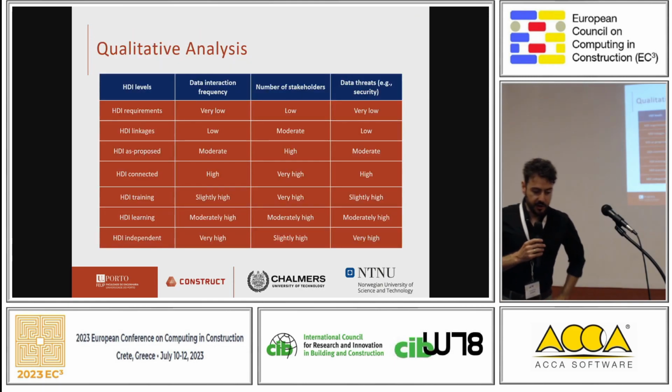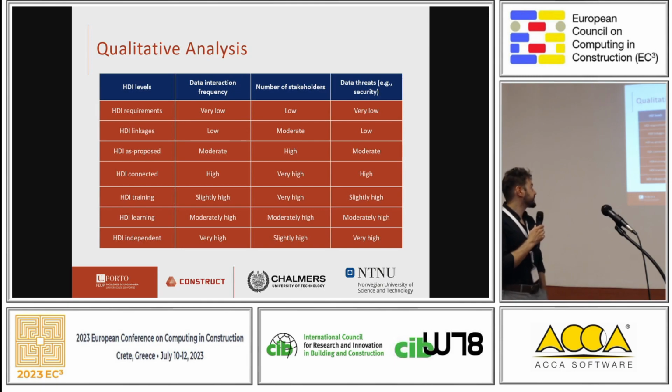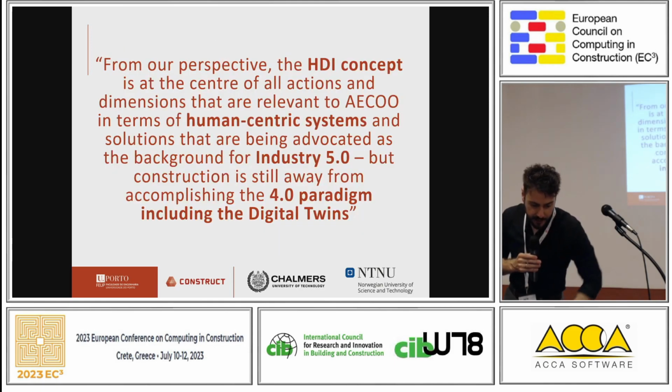So there are different data interaction frequency, number of stakeholders, and data threads requirements on each level, right? And this can be from very low to very high. I won't bore you with this one, but the whole point is that there's not a level where everything is low or everything is high, right? There are different levels of data interaction, for example, or number of stakeholders or data threads for different HDI levels.